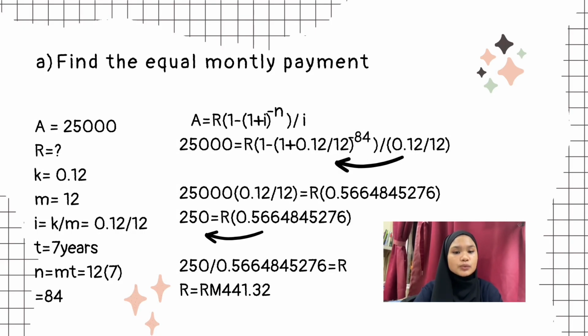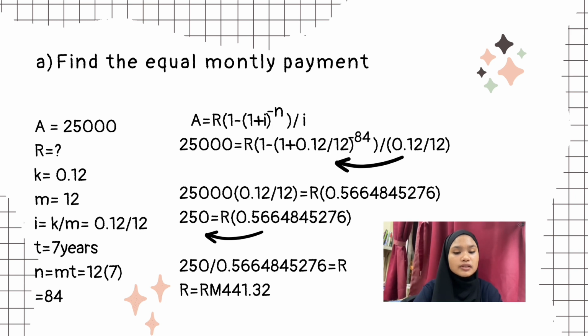To solve this question, we use this formula, which is A equal R bracket 1 minus bracket 1 plus i power of negative n over i. Then we fill in: 25,000 equal R bracket 1 minus bracket 1 plus 0.12 over 12 power of negative 84 over bracket 0.12 over 12. Then we get 25,000 equal R bracket 0.566484527 over 0.01, and we move 0.01 to the other side.